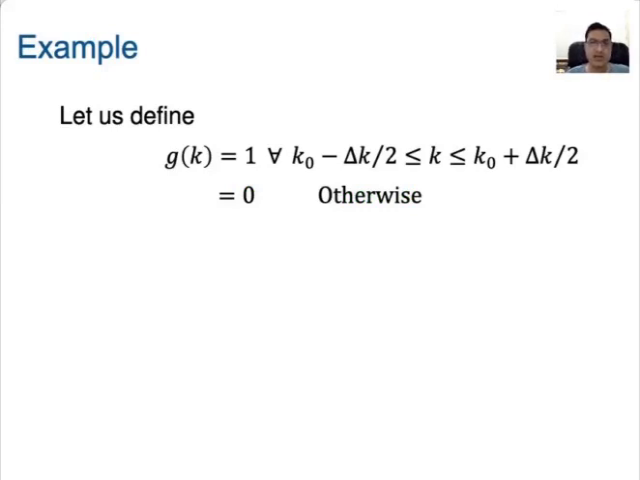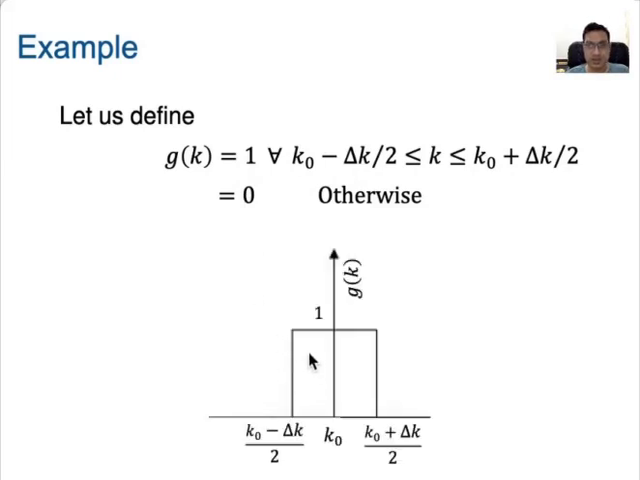Okay, so let's say a function g of k is 1 when k ranges between k0 minus delta k by 2 to k0 plus delta k by 2. So in this small range your function is 1, otherwise it is 0. You could immediately see how this function looks. It looks like this. These are the ranges where it is non-zero, and otherwise it's 0.